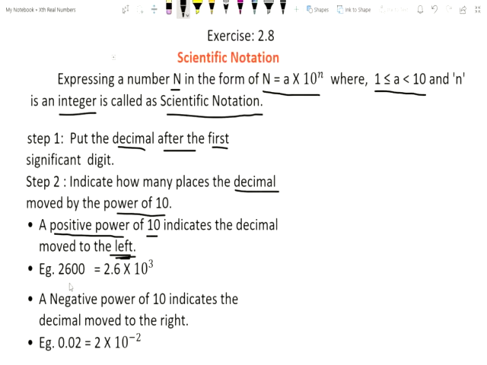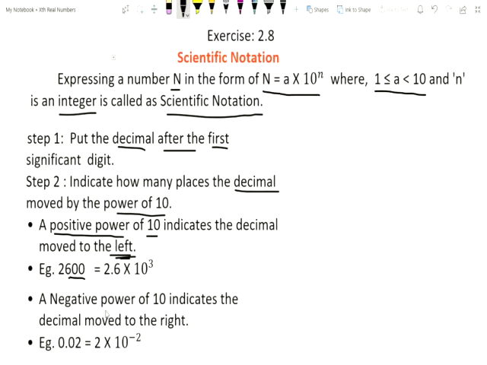See the example, 2600. After the first digit we should keep the decimal. Here the first digit is 2, so 2.6 into, except 2, remaining how many digits are there? It means after the decimal how many digits are there? 3 digits are there. So 10 power 3.